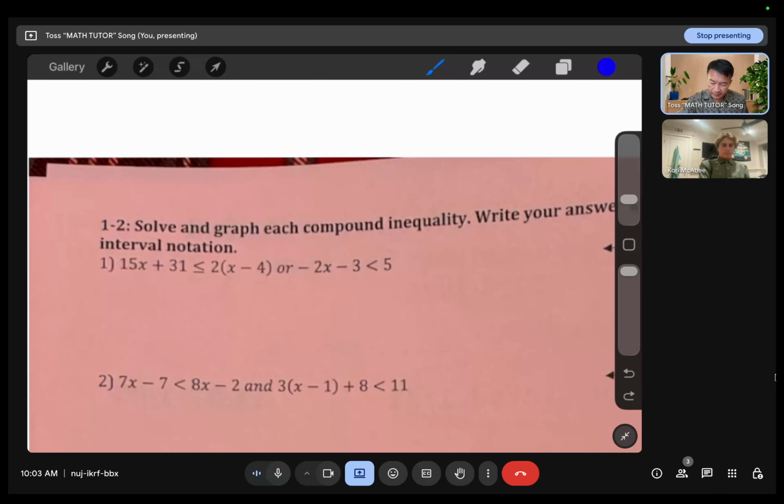Let's solve this bit by bit. I'm going to not copy the original, but let's distribute. Double check my math. Also, 2x minus 8.